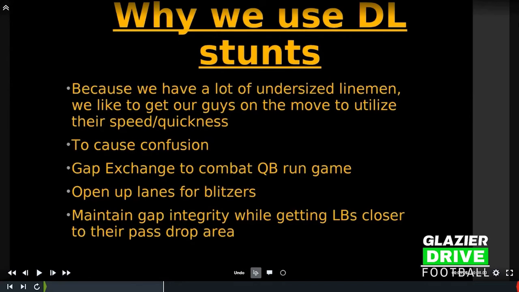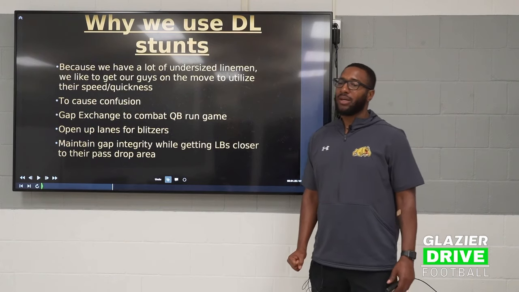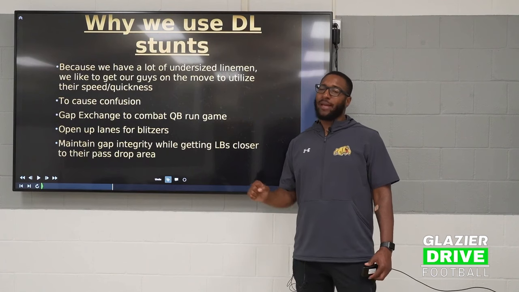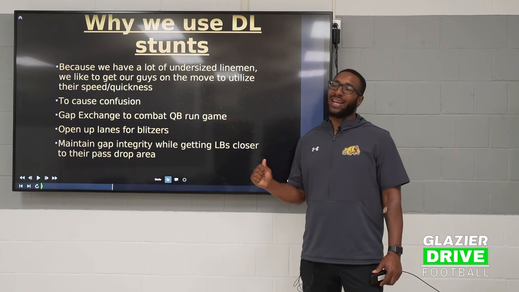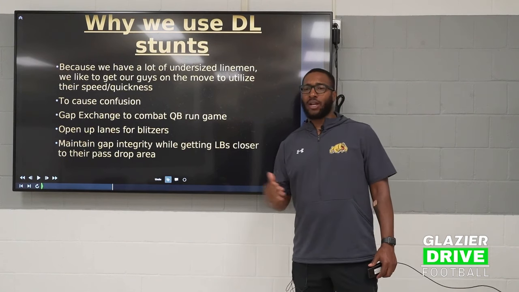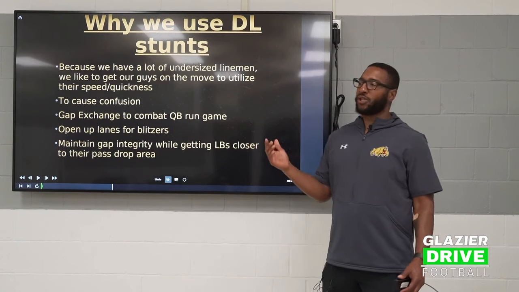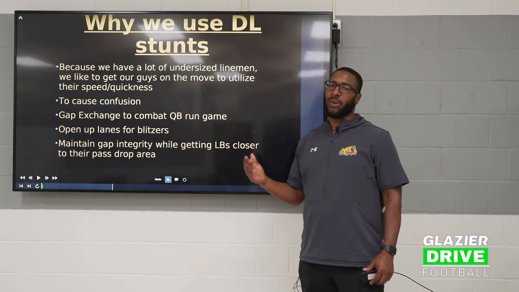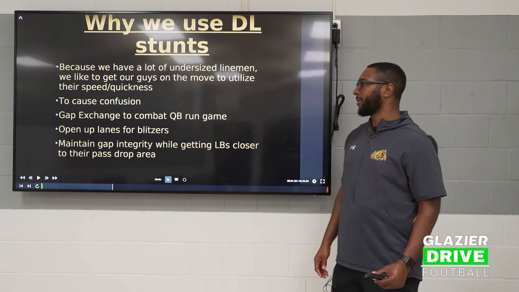And also to maintain gap integrity while getting linebackers closer to their pass drop area. Sometimes if we're left with a five-man box and we want to apex one of those backers, we'll slant a lineman inside. So now the gap that guy's responsible for is closer to him, and he can kind of serve two masters in terms of his pass responsibility as well as his run responsibility.